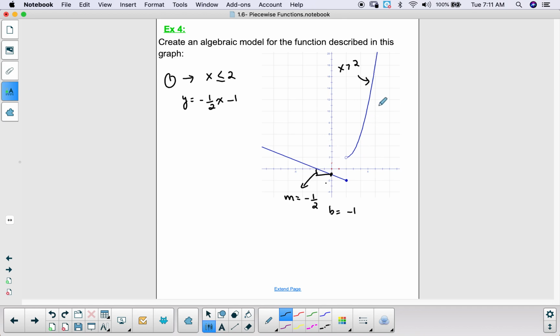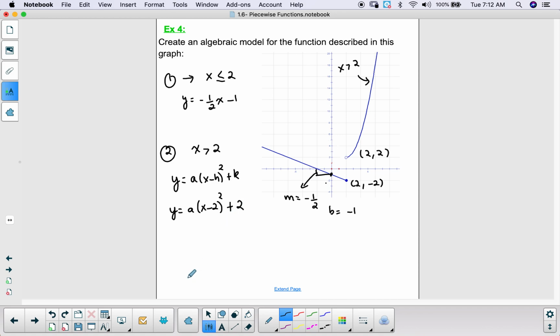And then let's find the equation of this quadratic looking curve here. So this point here, by the way, we can just write that as (2, -2). And this point here is (2, 2). So the vertex of this parabola is (2, 2). So we can say that for the second part, for x greater than 2, the equation of the parabola is, in vertex form, y equals a(x minus h) squared plus k. We can write the vertex form as y equals a(x minus 2) squared plus 2.